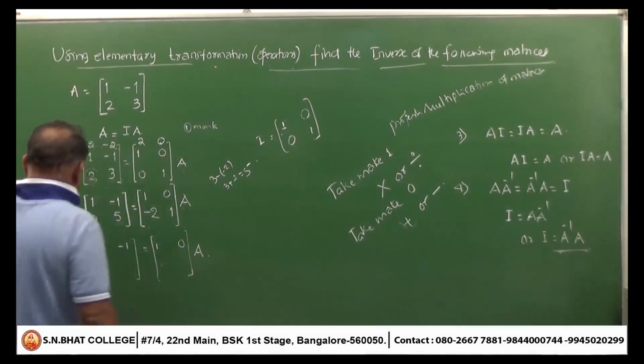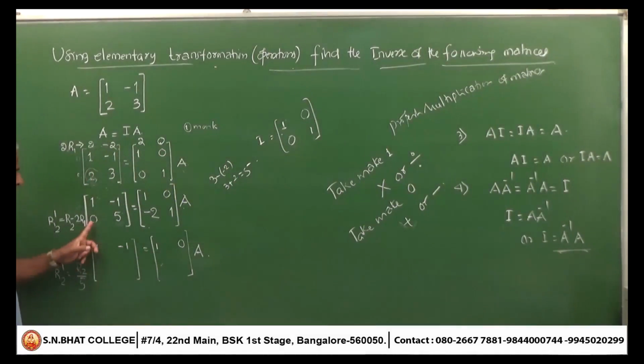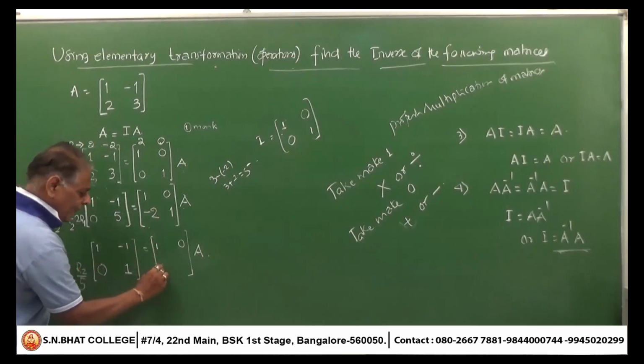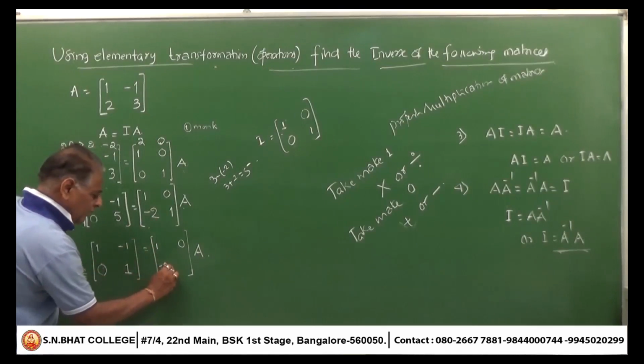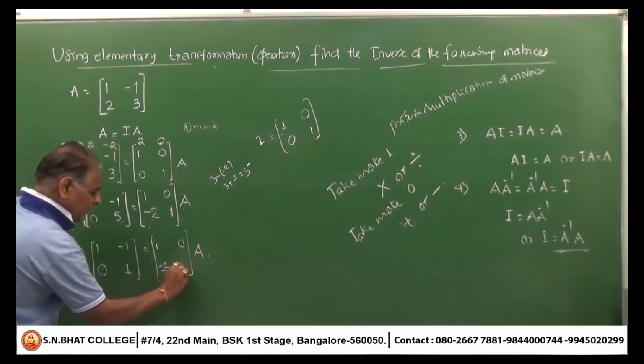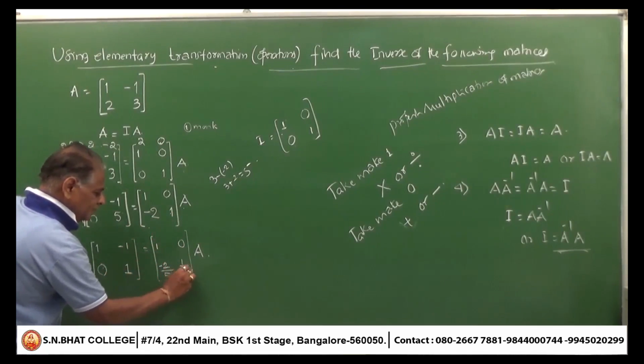Next, R2 dash is R2 by 5. This is R2, this is R1. Divide R2 by 5. 0 by 5 is 0. 5 by 5 is 1. 0 by 5 is 0. 5 by 5 is 1. Next, you have to divide by 5. Minus 2 by 5. Divide by 5. 1 by 5.